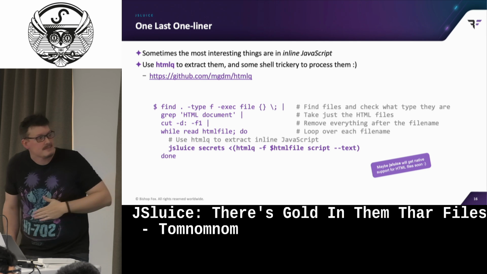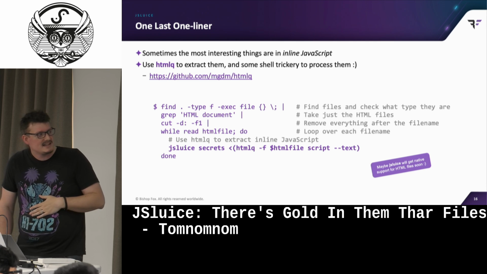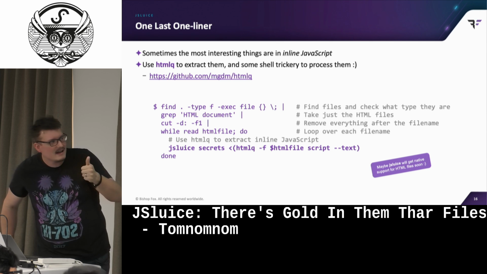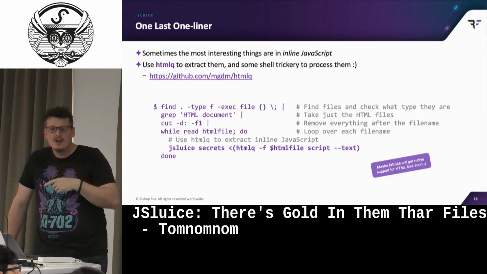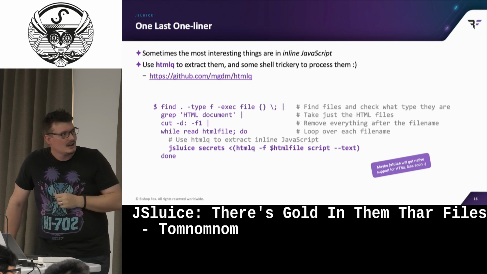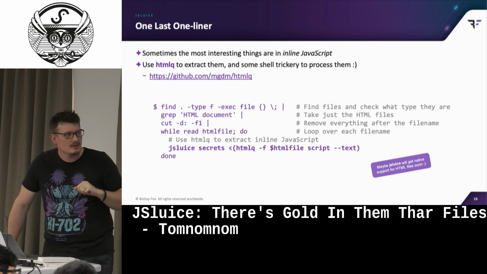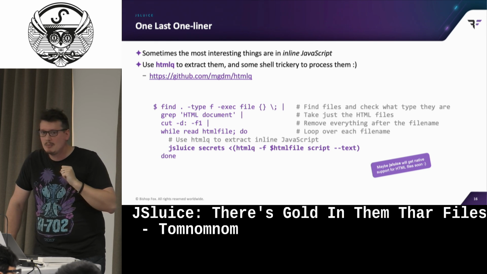You can use a tool called HTMLQ, which is kind of like JQ, but for HTML. You write CSS selectors using it. So we'll find in this one-liner all files and we'll run the file command against them. And if you're not familiar, the file command gives you its best guess about what type of file it's looking at. We use grep to search for HTML documents only. Use cut to extract the file name from the beginning of the output.